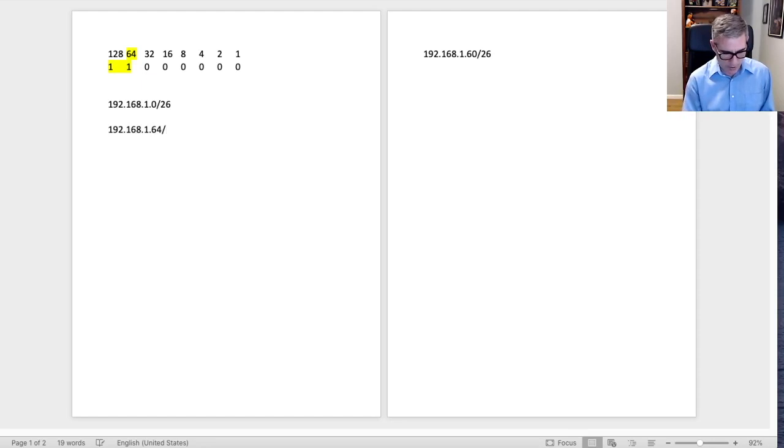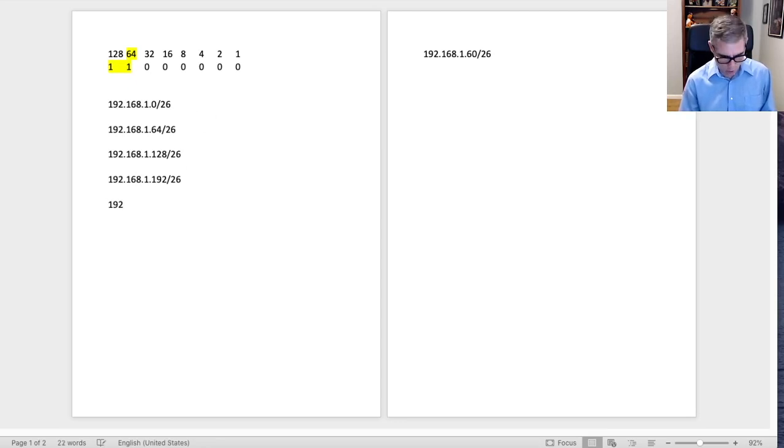192.168.1.64 is our next, because our magic number is 64. So we just count by 64. This is our octet of interest, our 4th octet, and we just count by 64. 192.168.1.128 /26, and then 192.168.1.64 plus 128 is 192, /26, and then those are the 4 networks. And because we know 2 to the second power is 4, that's all of the networks.